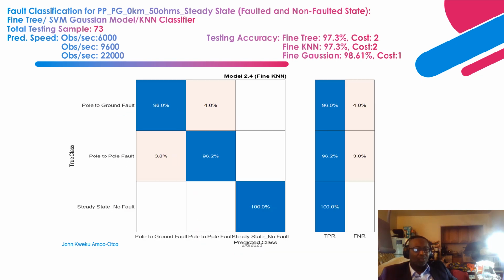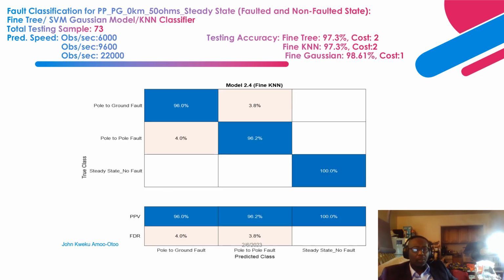Next is percentage wise. For pole to ground fault, I have 96% correct classification, 4% misclassification between pole to ground fault and pole to pole fault, and 0 misclassification between pole to ground fault and steady state. Then for pole to pole fault, I have 3.8% misclassification between that and pole to ground, and correct classification for pole to pole was 96.2%. Then misclassification between pole to pole and steady state is 0, and 100% correct classification for steady state. Similar percentage wise from the previous slide, and all these are shown in the previous slide.